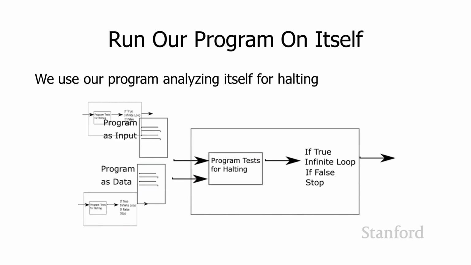Now, what happens when we run the program on itself? I'm going to take my extended halting program, with the extra infinite loop test on it, as input. That's the program we want to analyze. And then as the data I expect that program to analyze, I'm also going to use the exact same program. It's going to analyze this halting program with the infinite loop added to it as data. And then we're going to carry out this analysis. So let's look at what happens here.